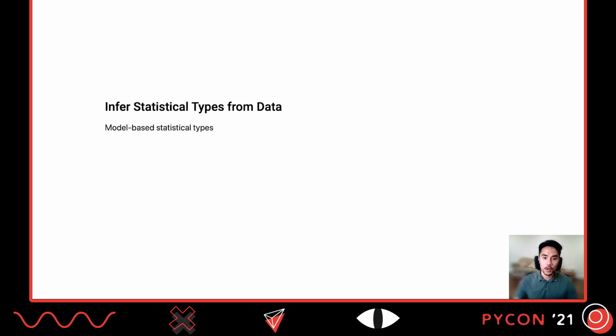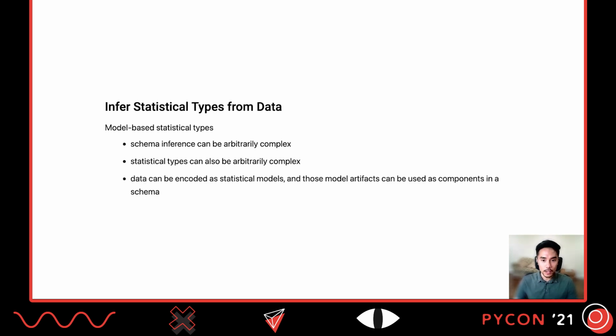In this case, we would want a schema inference routine that can be arbitrarily complex to describe statistical types that can also be arbitrarily complex, using data that can be encoded as a statistical model where the artifacts can lend themselves as components in a schema.